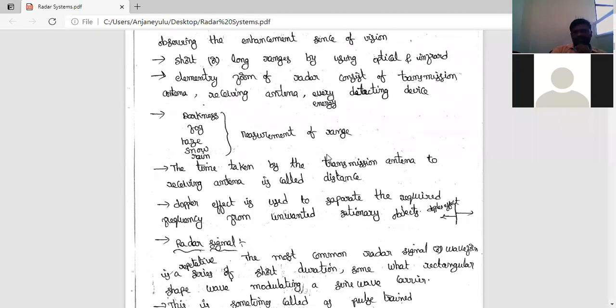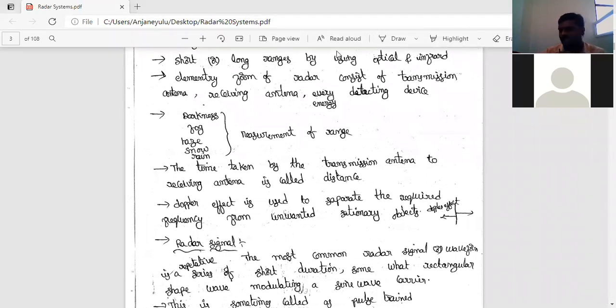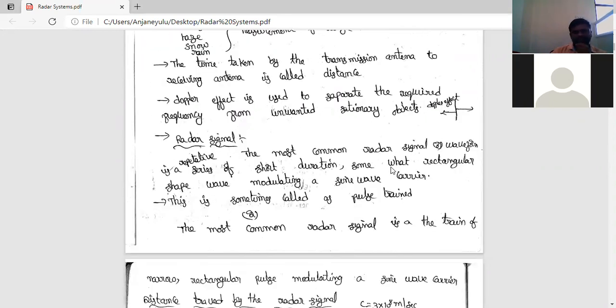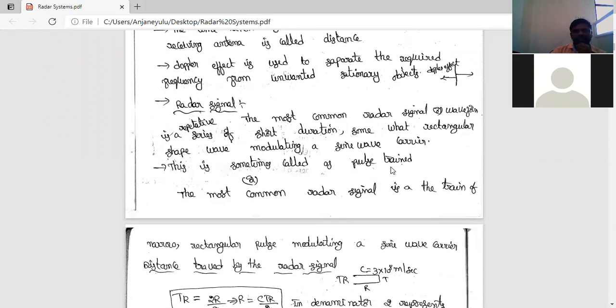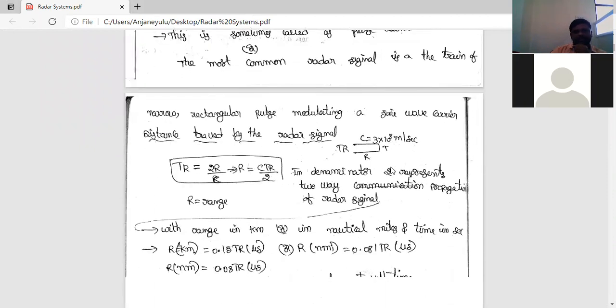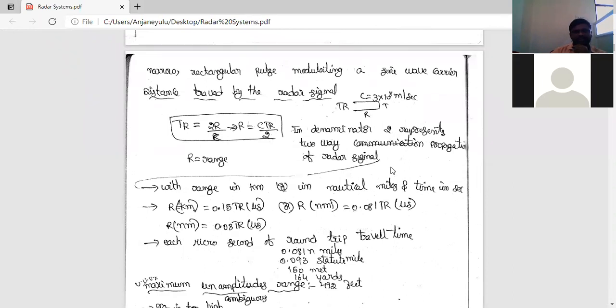Already we have seen the introduction of the radar system. So see here, this is the radar signal. It is a repetitive series of short duration pulses in a rectangular shape. And also we saw the radar range expression.